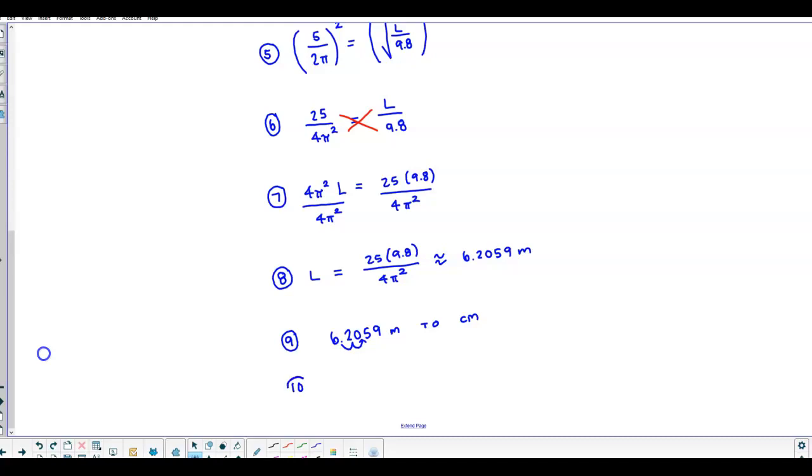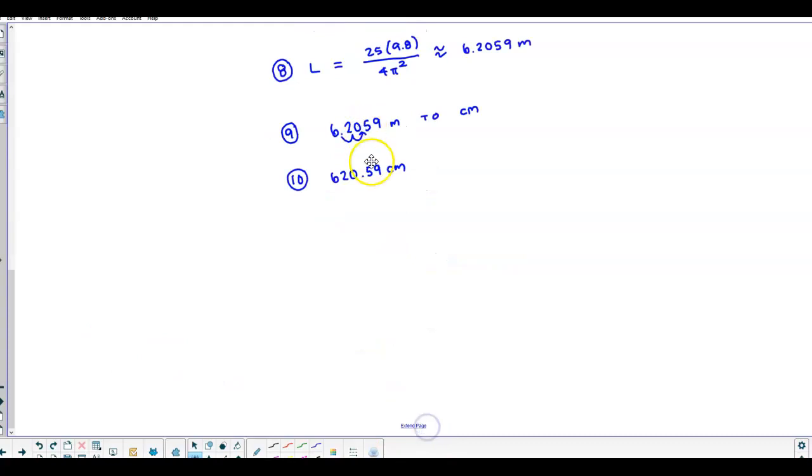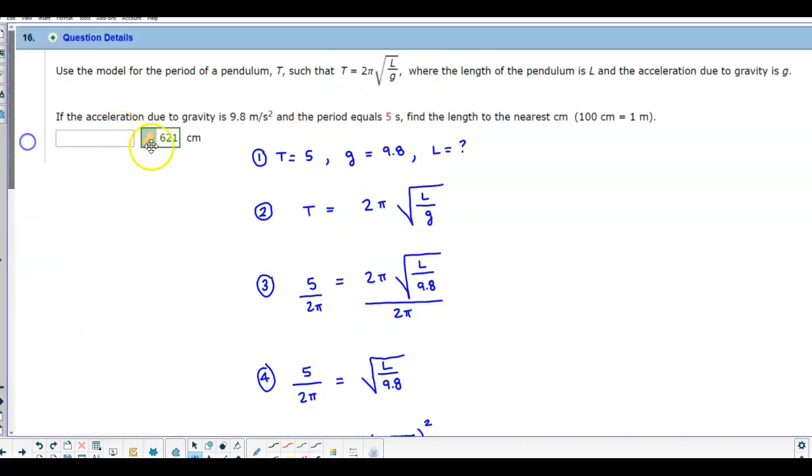So now we get 620.59 centimeters. And now we're going to round it to the nearest centimeter. So since it's 0.5, we're going to round up. And so the answer is going to be 621 centimeters, which is what we have for our result.